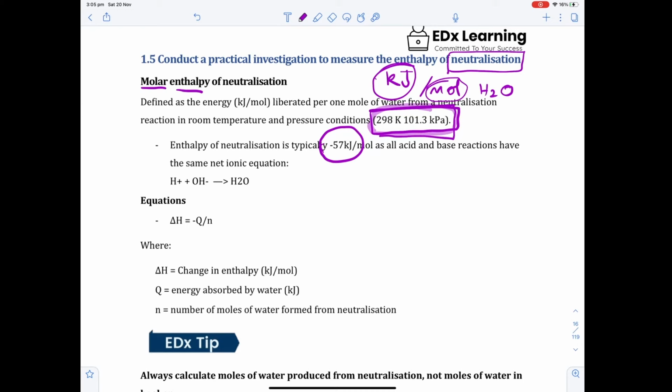You can see here, 298 Kelvin. That's not standard, that's room temperature pressure. Do we know what standard temperature pressure is? It's 0 degrees, right? Yeah, so room temperature pressure is 25 degrees or 298 Kelvin. Very good.